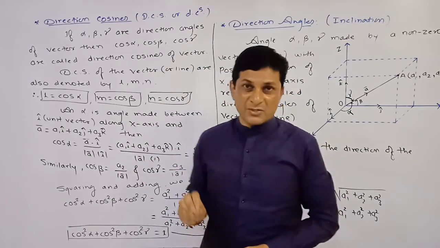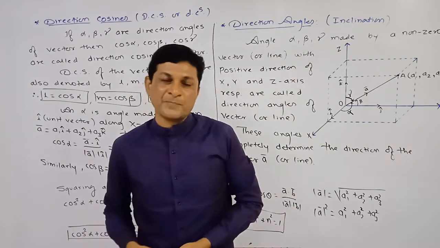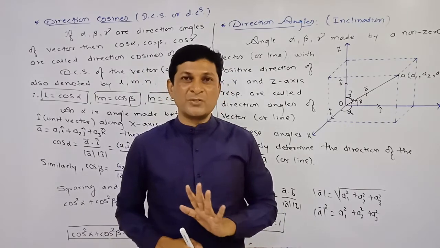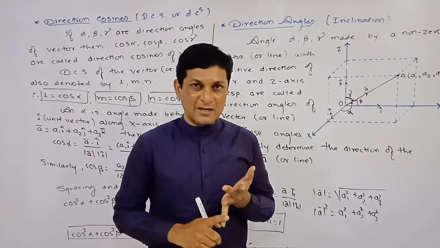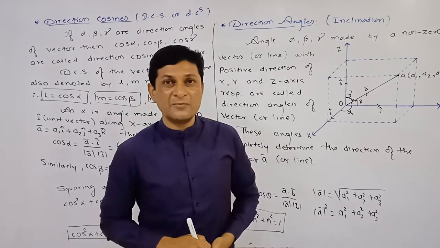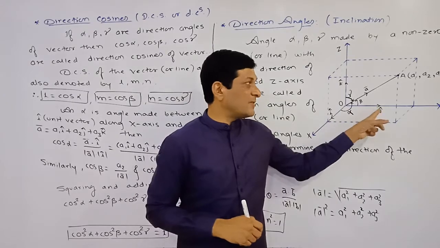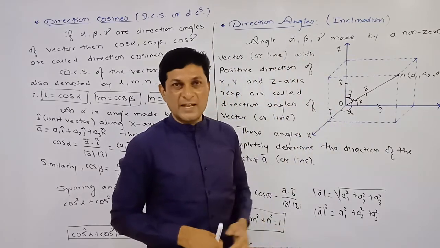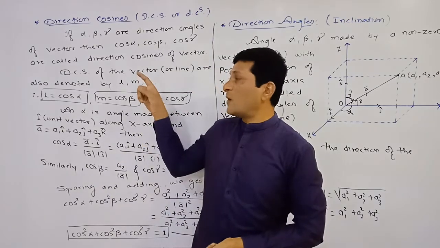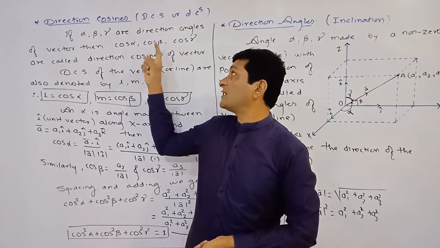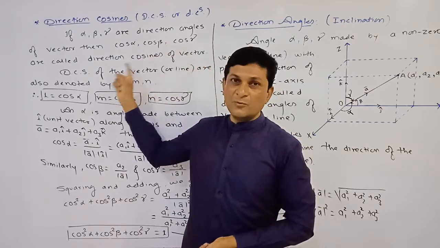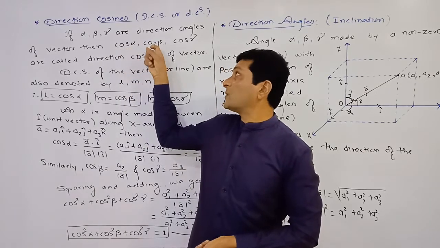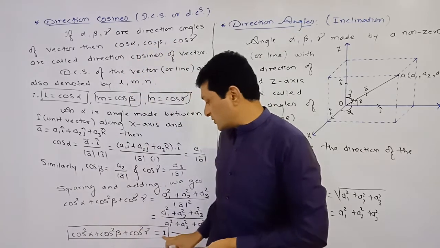Hope the idea about direction angles and direction cosines of a vector or of a line is clear to you. Again, let us revise these two definitions in short. What is a direction angle? It is the angle made by the line with the positive direction of the x, y and z axes. And if alpha, beta and gamma are the direction angles of a line, then the direction cosines of a line or of a vector are cos alpha, cos beta, cos gamma. And just now we have proved that direction cosines satisfy the condition cos square alpha plus cos square beta plus cos square gamma is equal to 1.